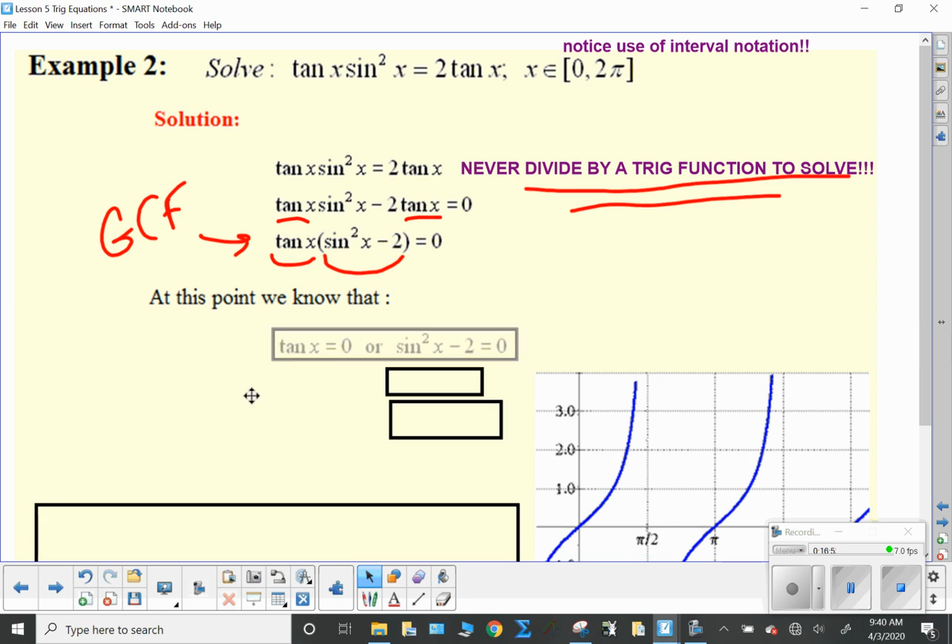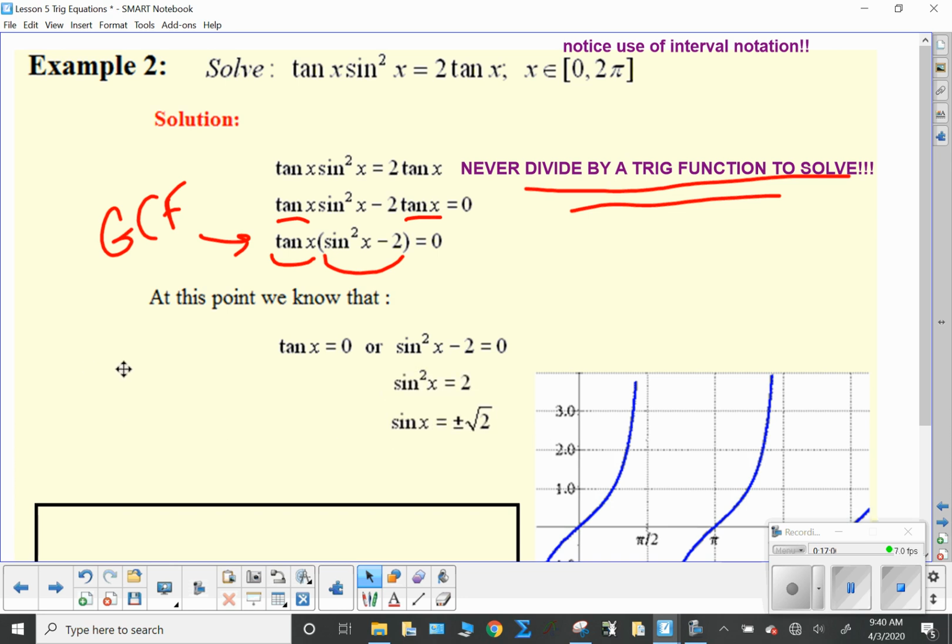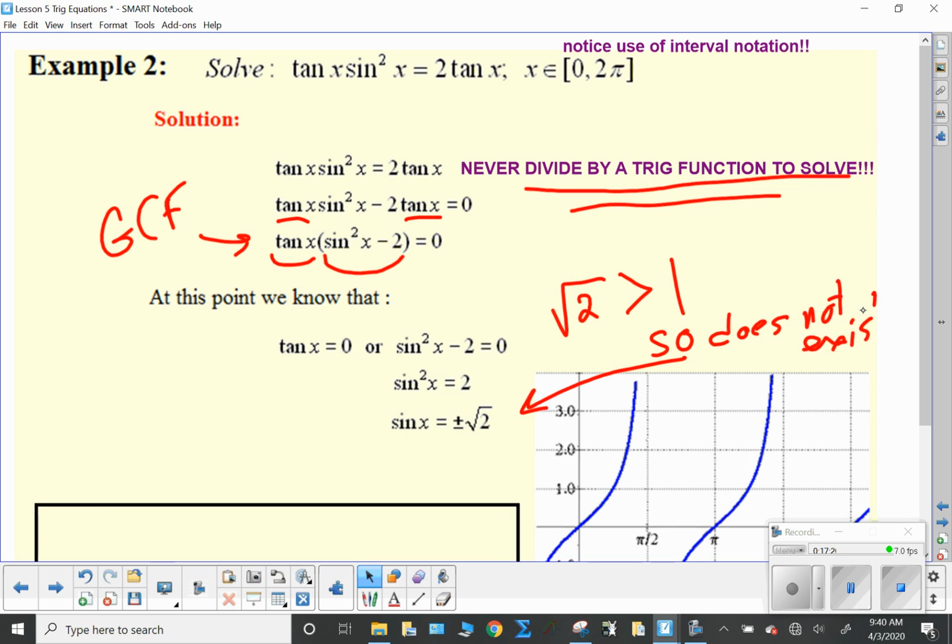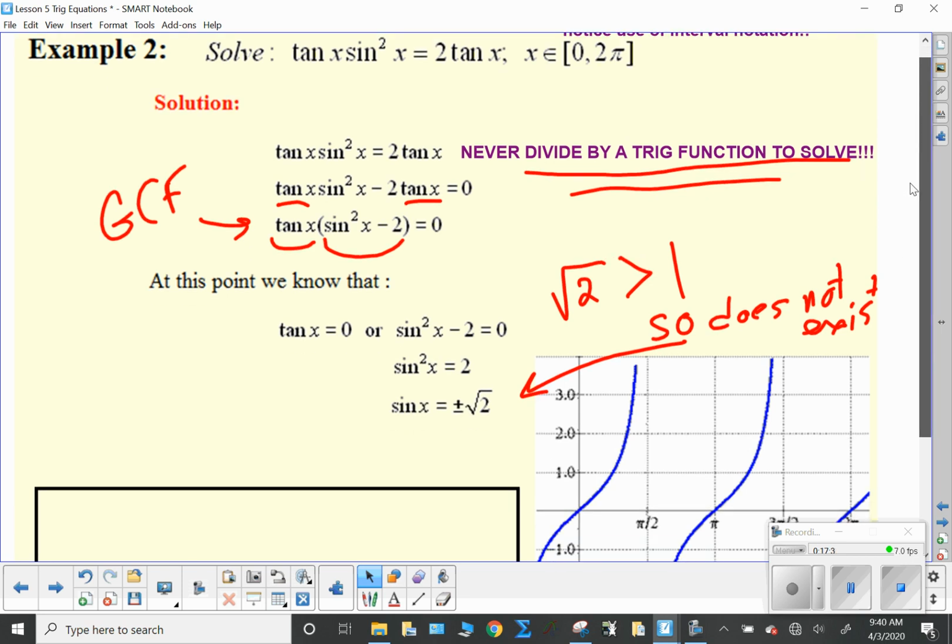Okay. At this point, I know that I can set tangent x equal to 0 or sine squared x minus 2 equal to 0. Over here, I get that sine squared is equal to 2, sine x is equal to plus or minus root 2. Square root of 2 is greater than 1, so it does not exist. Remember, sine can only be from negative 1 to 1. So this won't give me an answer. So my only answer is going to come from tangent x. Tangent x can equal 0.